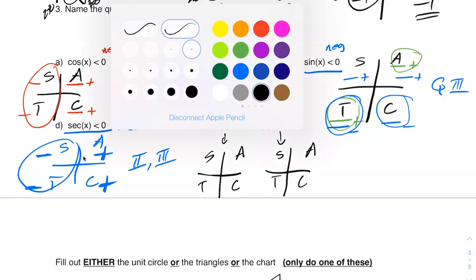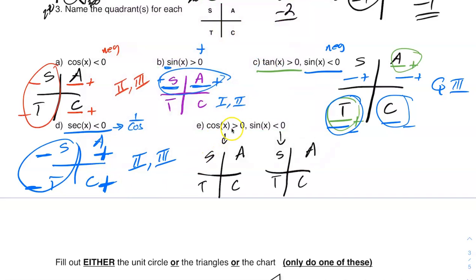So let's do cosine first. I want to know where cosine's positive, greater than 0. So cosine's positive in these two, right? It's positive at A and it's positive at C. I want to know where sine's negative. Well, sine's positive at A and S, so where's it negative? At T and C. So what's the only quadrant I'd circle twice? That would be quadrant C, which is not called quadrant C, it's called quadrant 4. And that's the idea behind that.